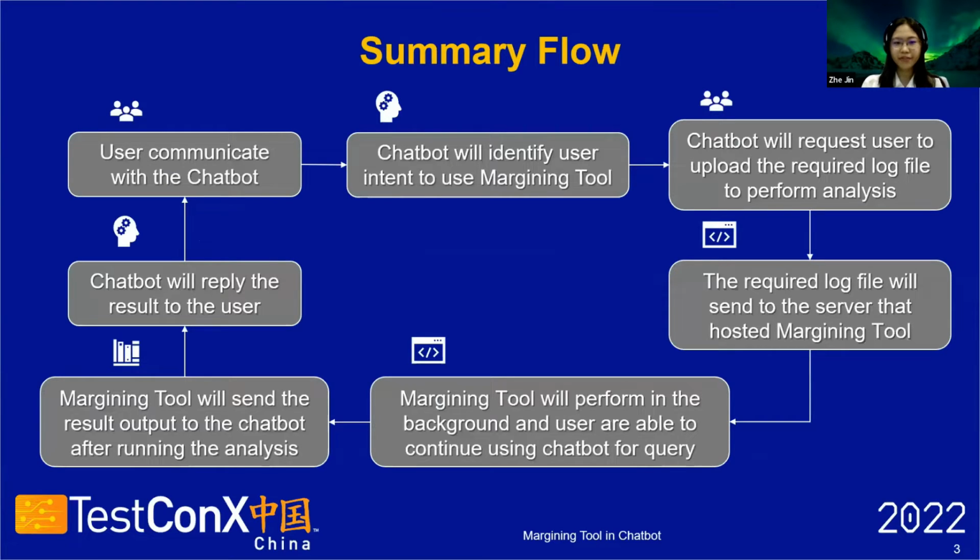Let's take a look at the summary flow of how the chatbot will interact with the user, starting with the users communicating with the chatbot. Then, the chatbot will identify the intent of the user to use the margining tool. After that, the chatbot will request the user to upload the required log file to perform analysis. In the back-end side, the log file will be sent to the server that hosted the margining tool. This margining tool will perform in the background so that the user can continue to use the chatbot for query. After analyzing, the margining tool will send the result output to the chatbot. And lastly, the chatbot will return the result to the user. Moving forward to the next slide.